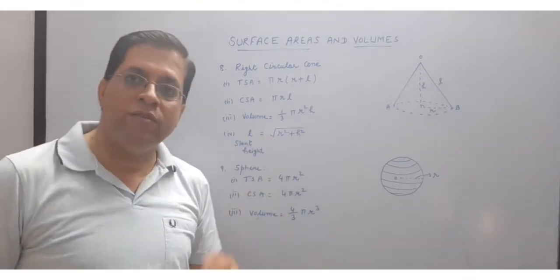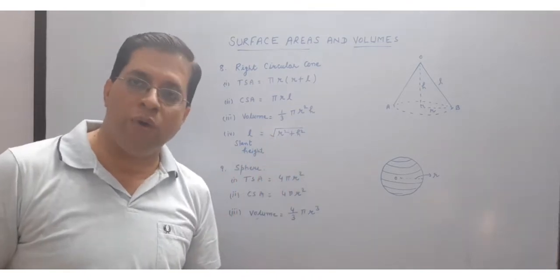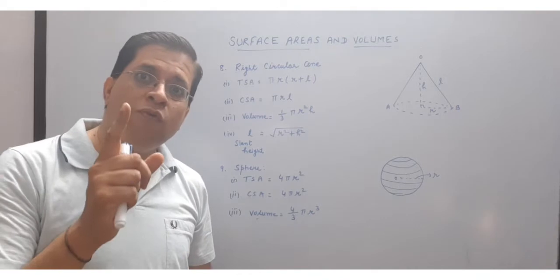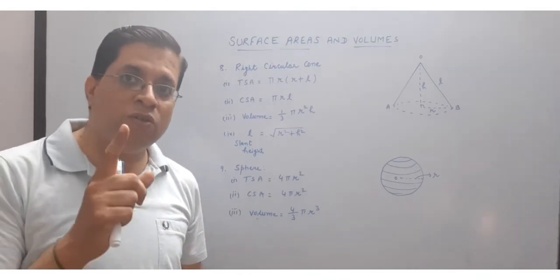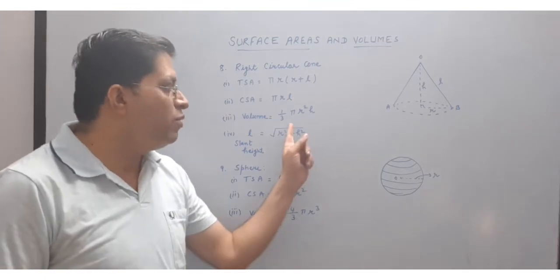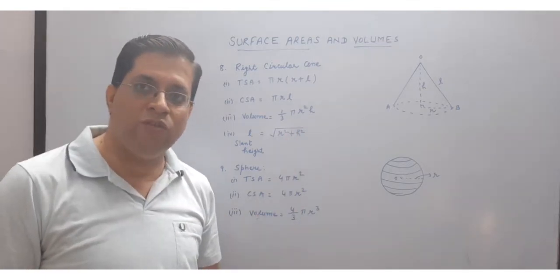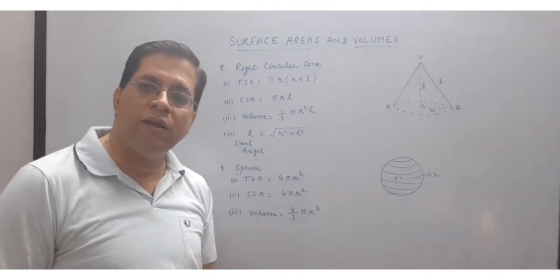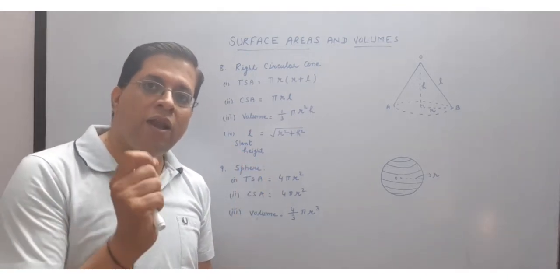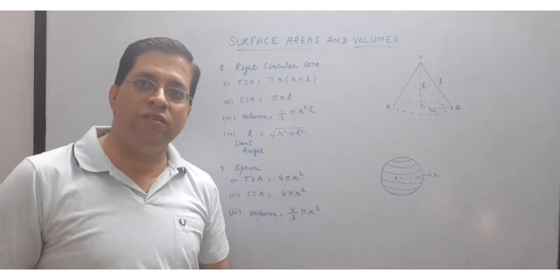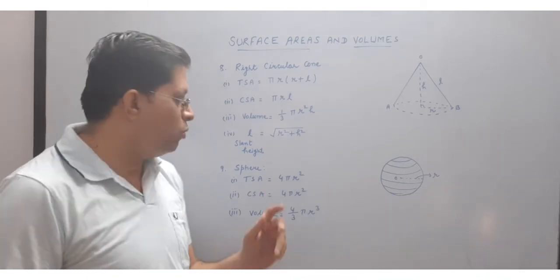Volume of cone is 1 upon 3 pi r square h. This is one third of the volume of the cylinder. What was the volume of the cylinder? Pi r square h. And the volume of cone? 1 upon 3 pi r square h. Keep in mind. Next, slant height. Slant height l is equal to under root of r square plus h square. This is the slant height of the cone.